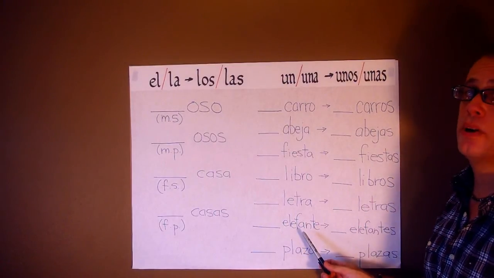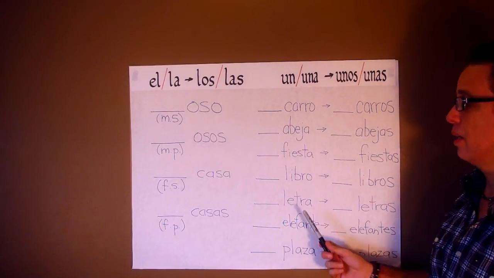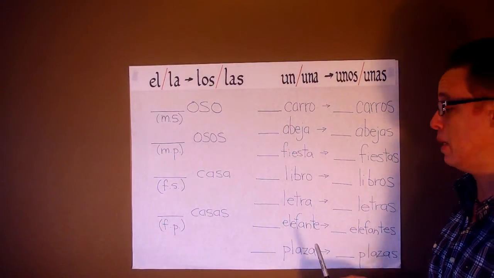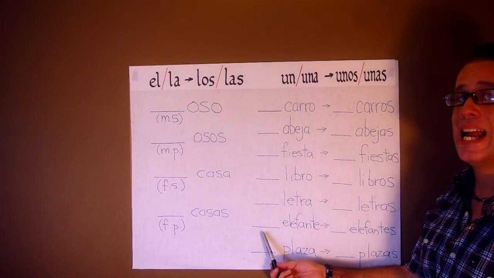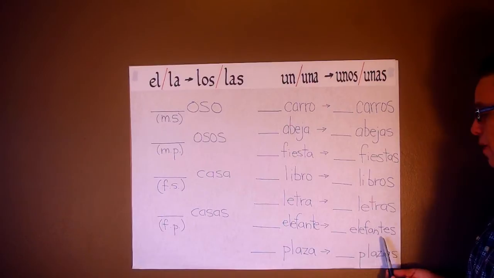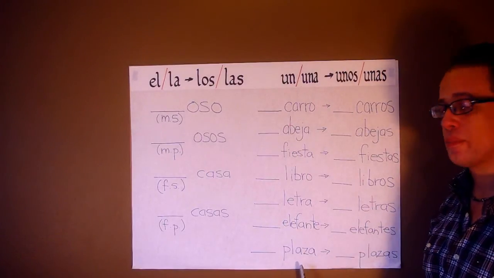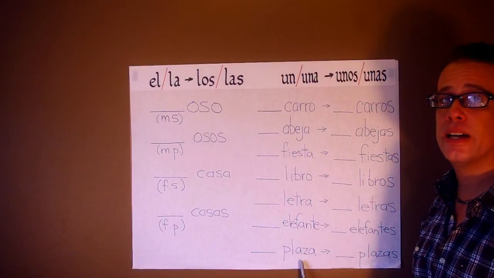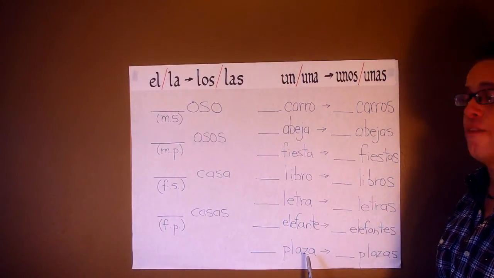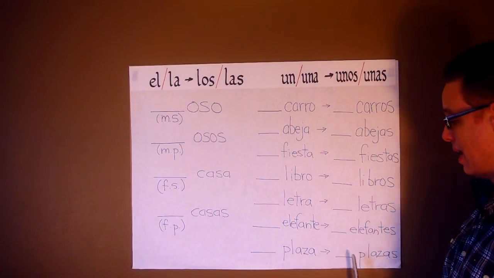Elefante, you remember? Elephant is a masculine noun. Maybe this was a little difficult for you to know if it was masculine or feminine, but it's a masculine noun. El elefante, los elefantes. And the last one, plaza, or plaza in Spanish, in Spain. Plaza, this is a feminine singular noun. La plaza, las plazas.